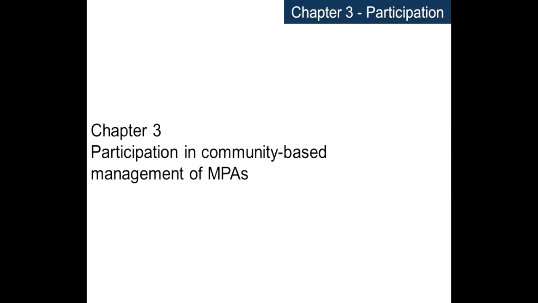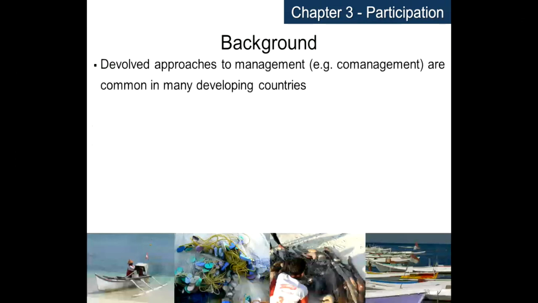Moving on to the third chapter, which is about participation in community-based management of MPAs. In the 1990s, there were decentralisation reforms in many developing countries, which led to natural resources being managed under institutions promoting devolved decision-making and participation of local people, such as community-based management or co-management. Devolved decision-making in relation to natural resources is where the management rights and responsibilities have been devolved down to local non-government groups, for example user groups.